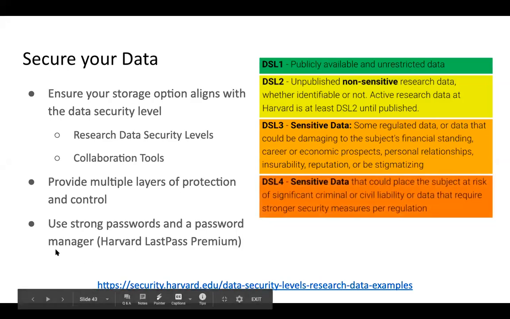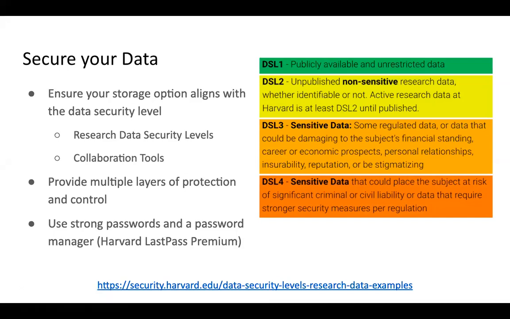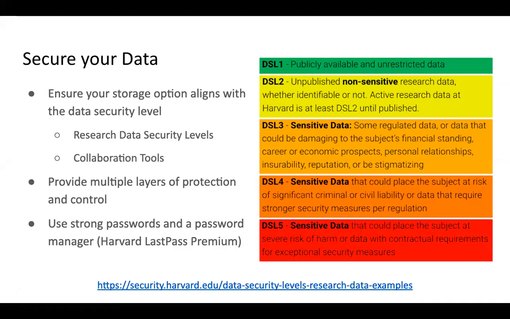Level 4 is going to be sensitive data. Examples of this could be social security numbers or HIPAA related data, so clinical data. And then lastly, we have level 5, which is going to be highly sensitive data. It could put someone at severe risk of harm, or the data has contractual requirements for exceptional security measures. So again, most of the file systems at HMS are level 3. If you need level 4 or level 5 storage locations, you will have to reach out to HMS IT, as it will have to go in a special secure location.